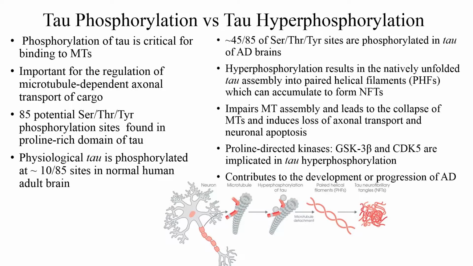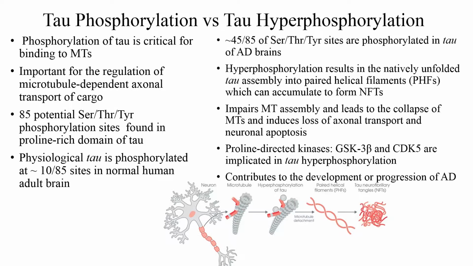There are a total of 85 serine, threonine, and tyrosine phosphorylation sites found in the proline-rich domain of tau. Physiological tau is phosphorylated at approximately 10 out of the 85 potential sites in the normal human adult brain. On the other hand, more than half the phosphorylation sites are phosphorylated in tau of AD-afflicted brains. Hyperphosphorylation results in the natively unfolded tau assembling into paired helical filaments, PHFs, which aggregate to form NFTs. This impairs microtubule assembly and leads to the collapse of microtubules and induces loss of axonal transport and neuronal apoptosis.